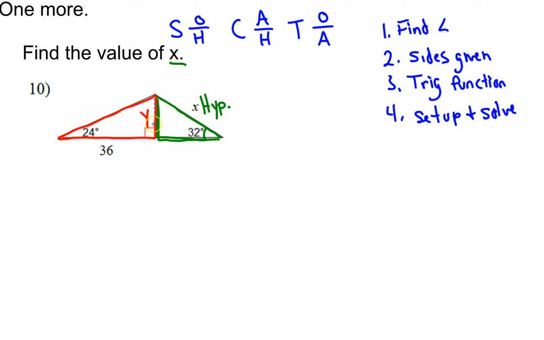So if we can find this side y for the red triangle, then we can figure out what x is for the green. What we're going to do that, follow your steps again. Just follow those same 4 steps. Step 1, find your angle. Well, here's 24. That's my angle.